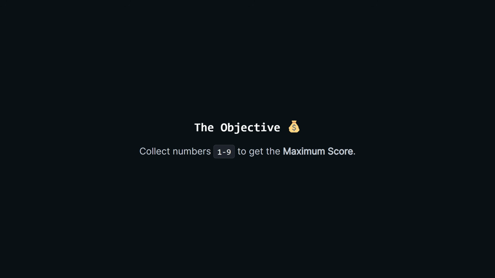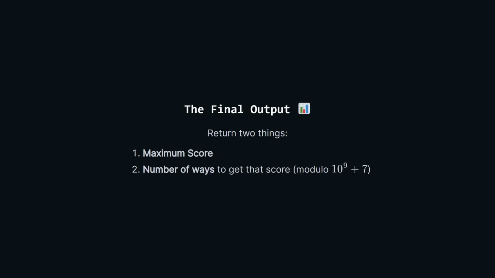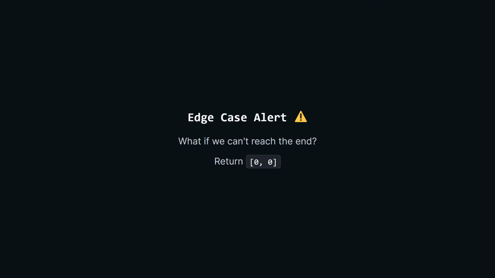Now here is the tricky part. As we move, we collect the numbers on the squares we step on, and our primary goal is to get the absolutely highest total score possible. But they don't just want the score. We have to return a list with two things: that highest score, and exactly how many different paths actually achieve that specific score. Also, if the board is completely blocked by obstacles, and we can't even reach the end, we just return 0 for the score and 0 for the paths.